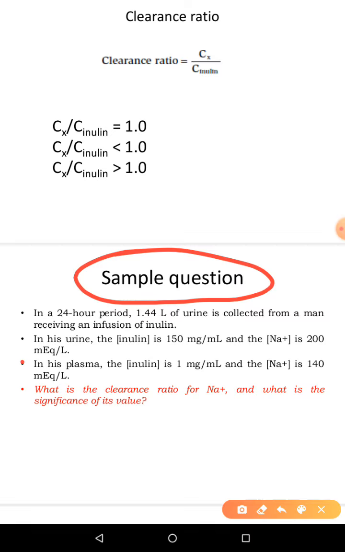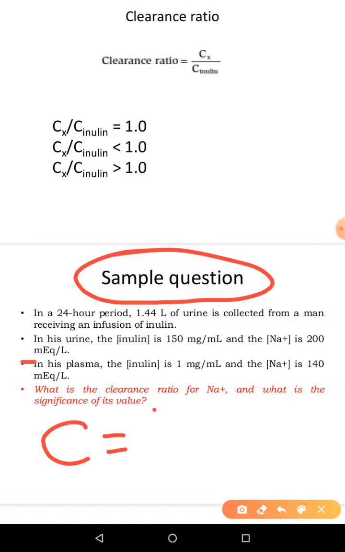But in his plasma, the inulin concentration is 1 milligram per ml, and the sodium is 140 milliequivalents per liter. The question is, what's the clearance ratio for sodium, and what is the significance of its value? So for this, try to solve this using this formula.